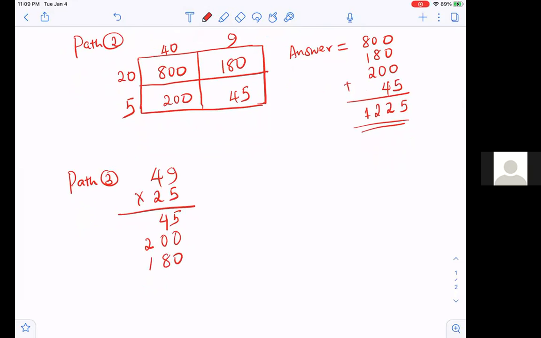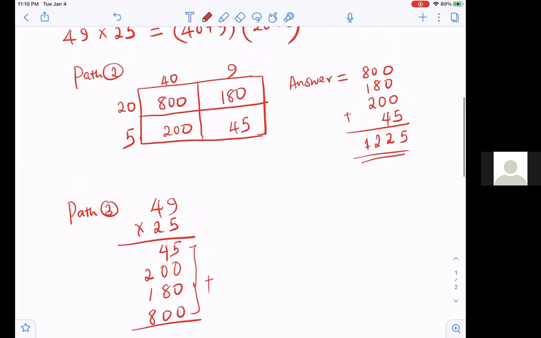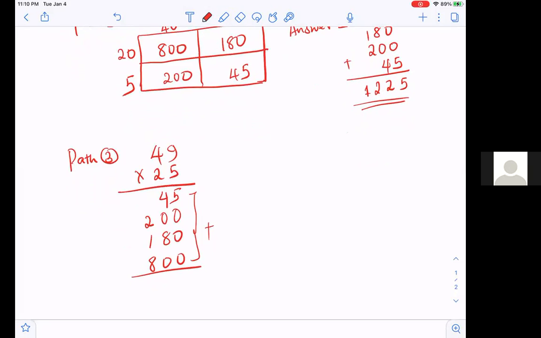And then we have 4 tens. This is actually 4 is at the tens place, and 2 is at the tens place. So this is 4 tens times 2 tens, giving us 40 times 20, 800. When we add this, we can see they correlate to all the partial products we got at path number 2, and we get the same solution.